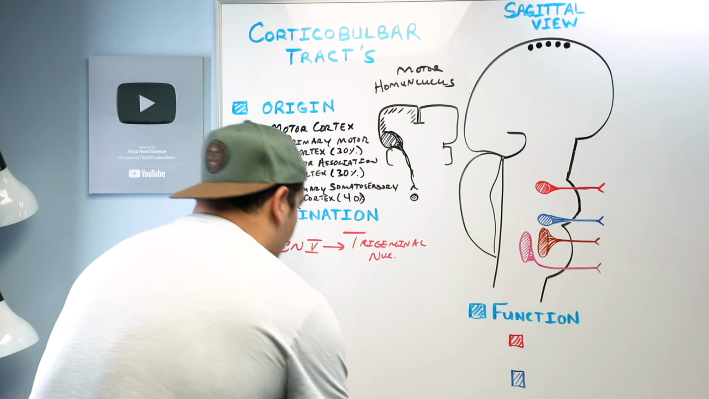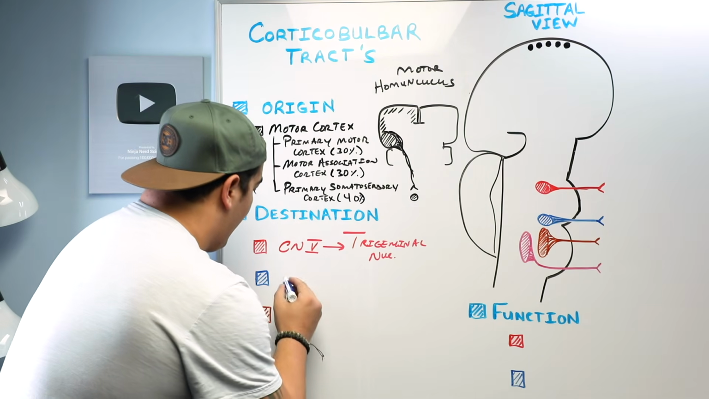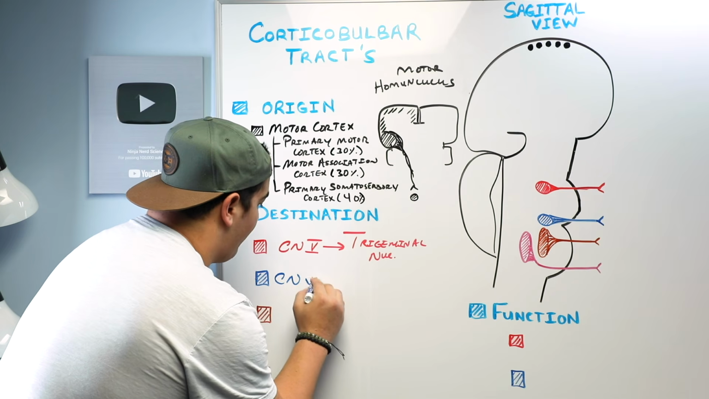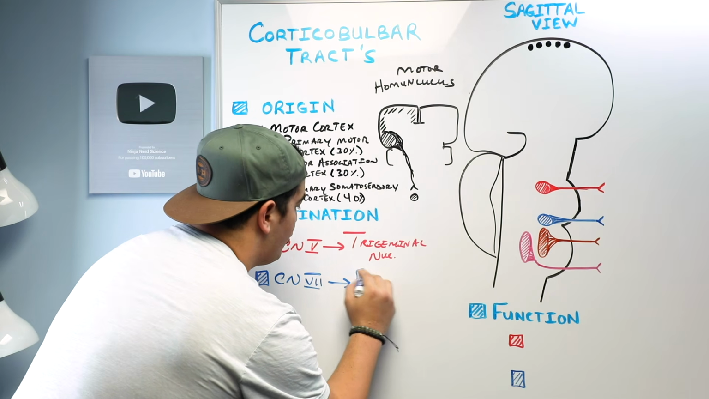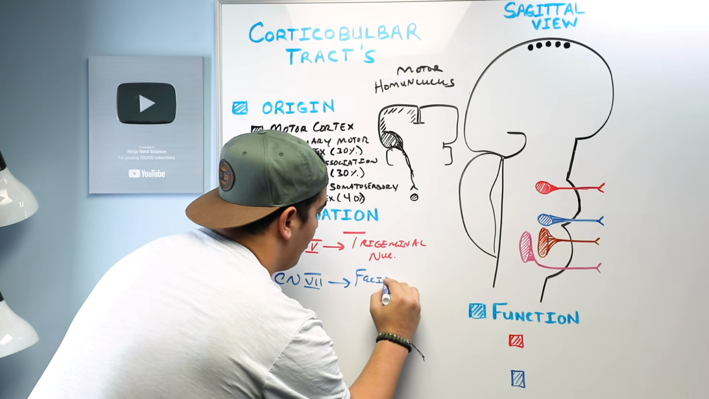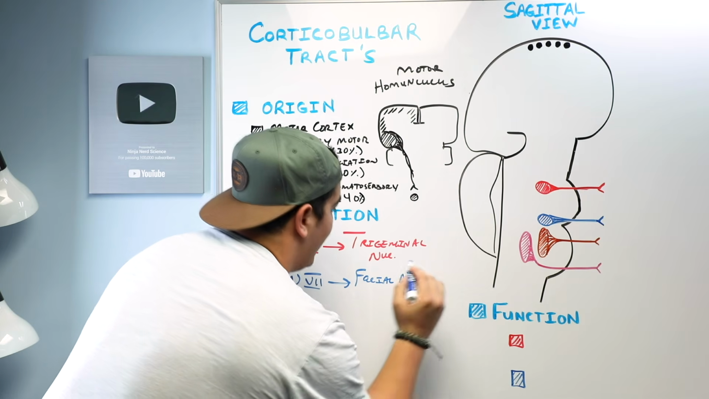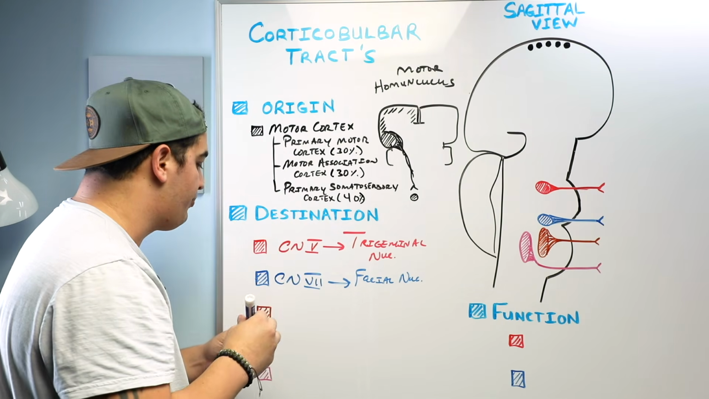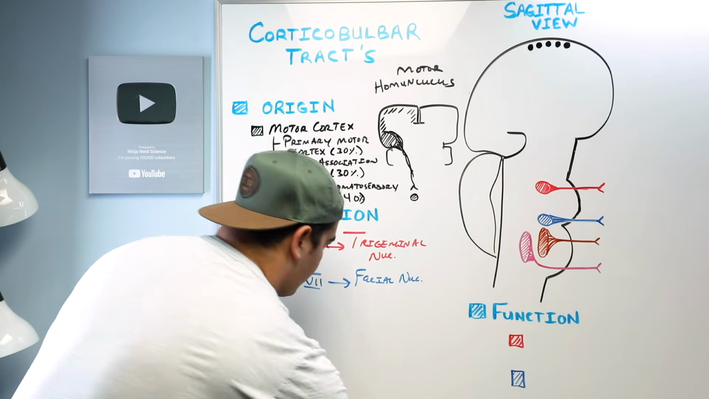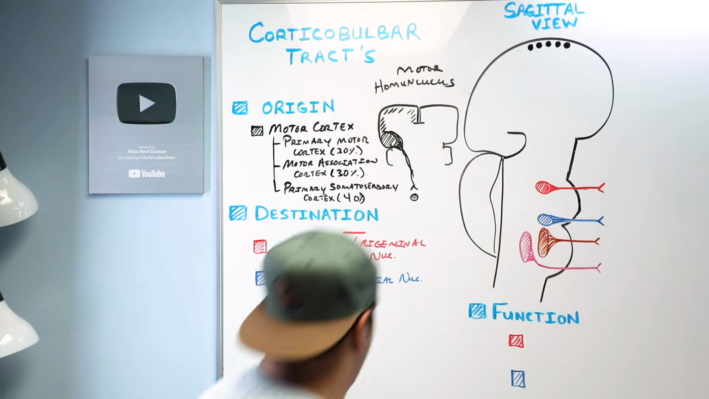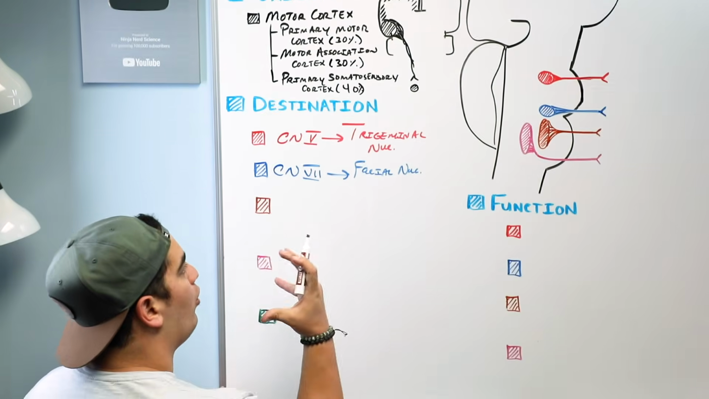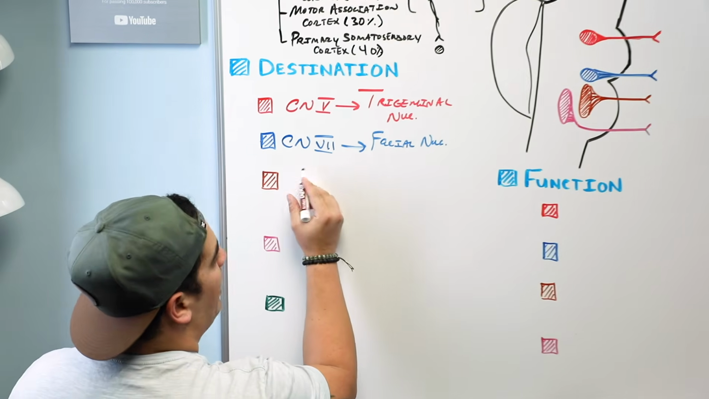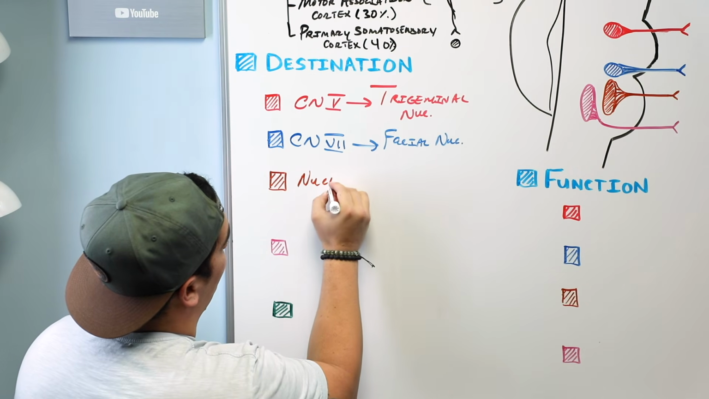The next one that it's going to go down and synapse on is going to be cranial nerve 7. And this is your facial nerve. And what does your facial nerve supply? Your facial nerve is going to supply the muscles of facial expression, the motor output, right? So that's your facial nerve. The next nucleus that it comes down to is actually a big old nucleus, okay? We give this nucleus a special name. It's called the nucleus ambiguus.